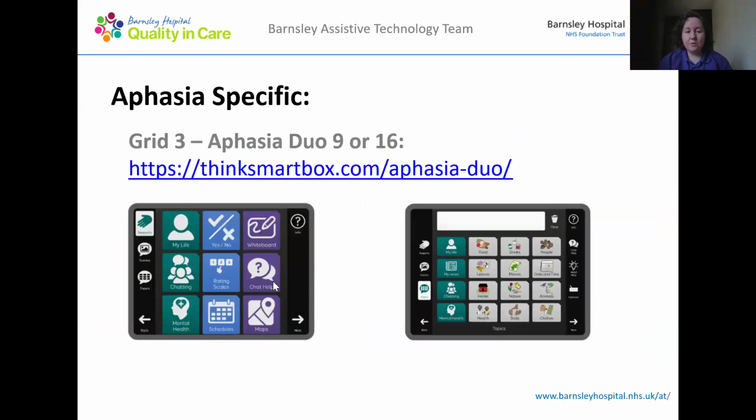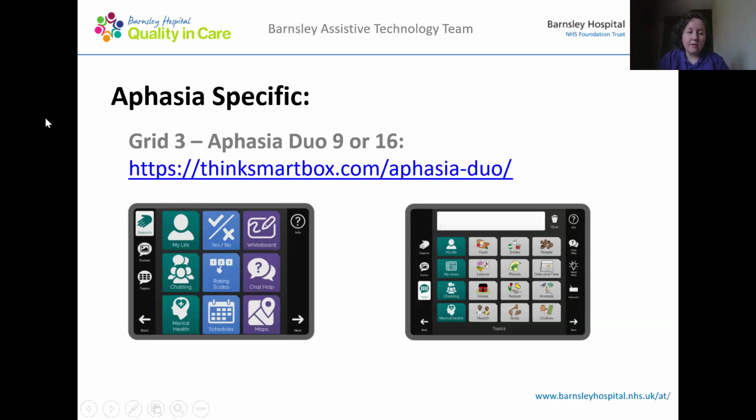Okay, so I just wanted to mention as well that there are aphasia specific apps that are available. Grid 3 has one called Aphasia Duo, and it's available in 2 sizes, and it's something that you might refer to us to look at. This would be considered a bit of a specialized communication aid, but you might also want to explore it yourselves and for assessments. It has lots of different tools to support the person, such as a whiteboard, so they can maybe draw to support their communication.